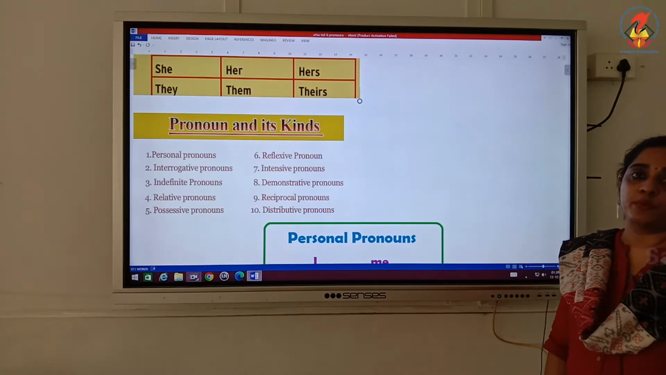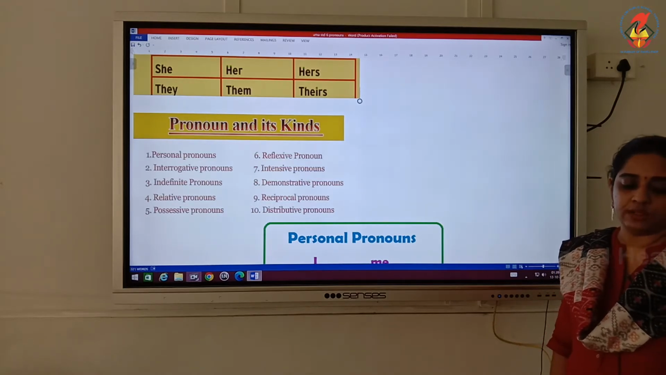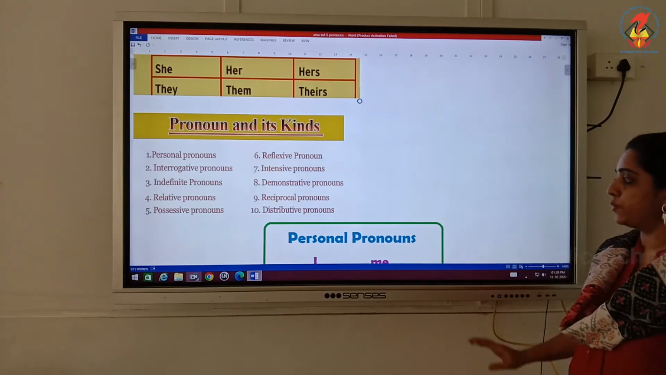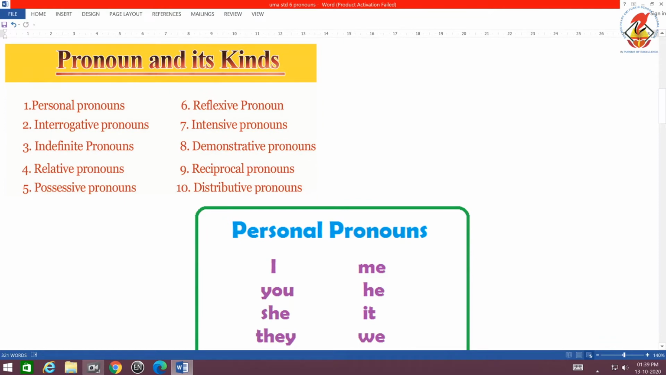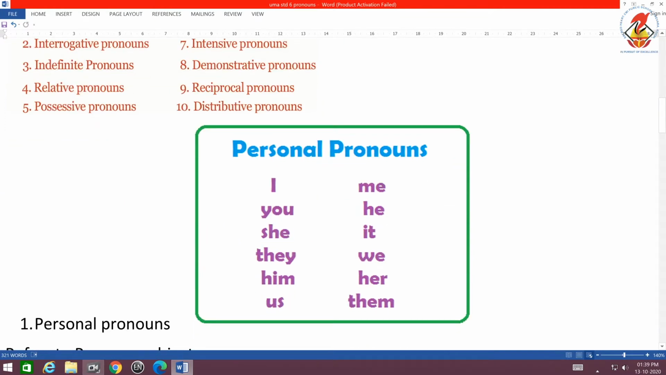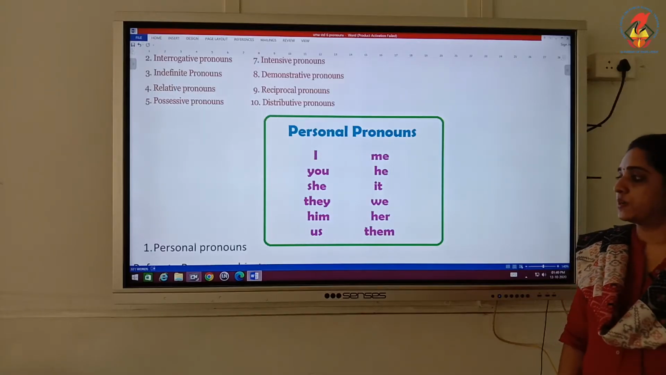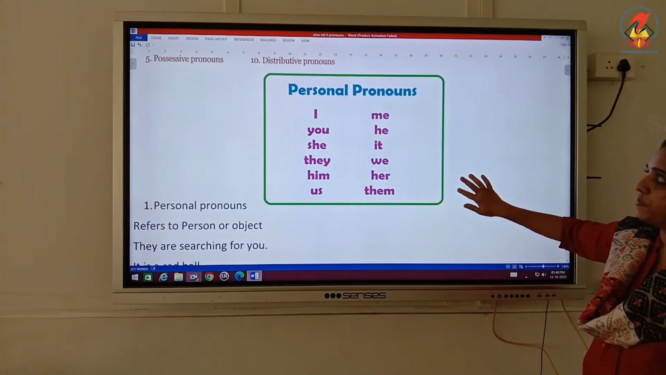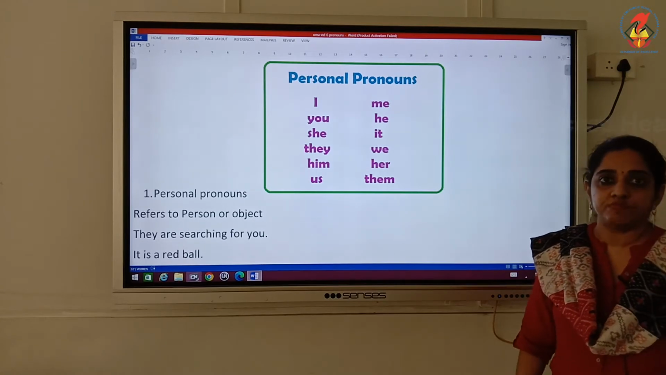Now, personal pronoun. First, we are going to study the first kind. What is a personal pronoun? Let's see that. Personal pronouns: I, you, she, they, him, us, me, he, it, we, her, them. All these are personal pronouns. Why is it said to be a personal pronoun? It is said that a personal pronoun because it refers to a person or an object.